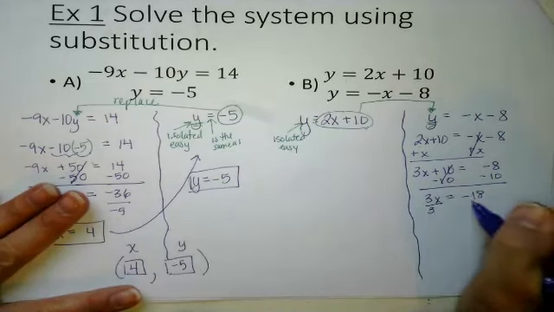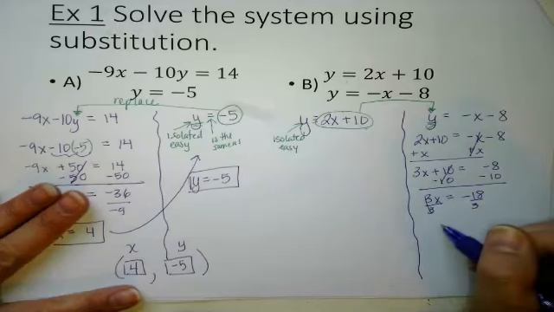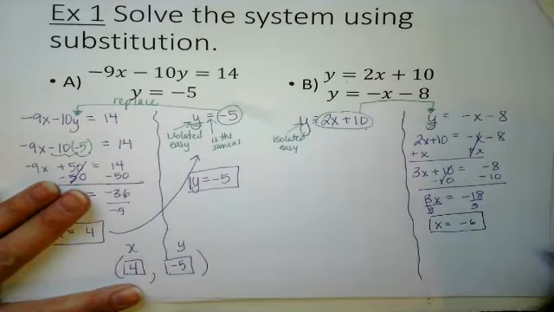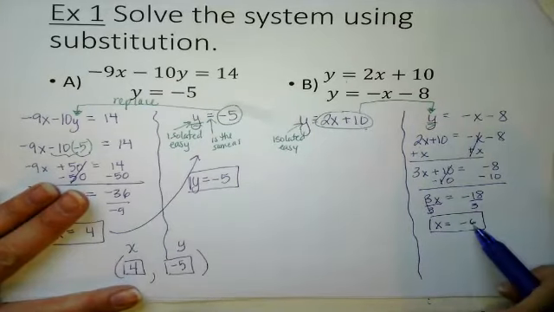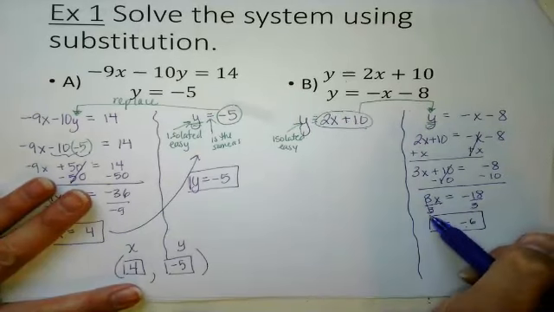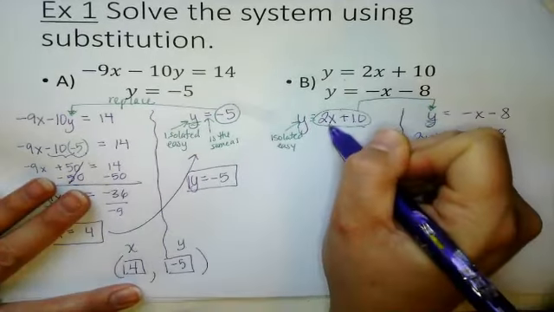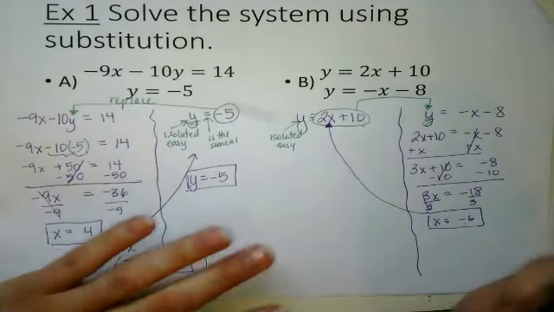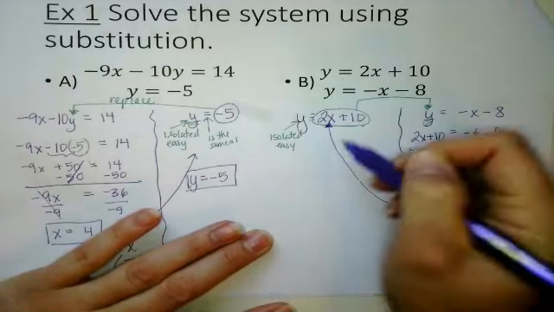And divide to isolate the x. Get rid of the 3 by dividing. -18 divided by 3 is -6. So now we have a value for x. It says x is the same as -6. And we're going to go back over here and plug that in so that we have completed the circle.